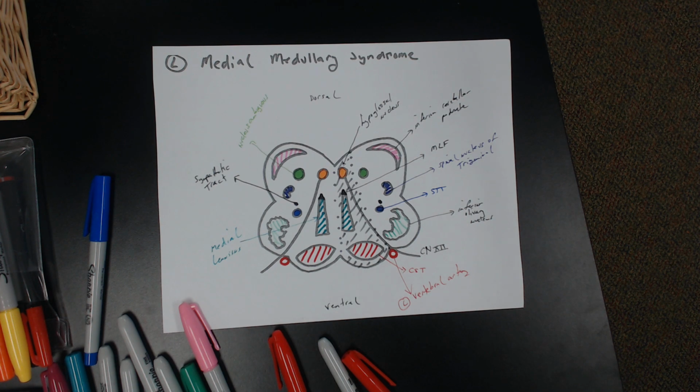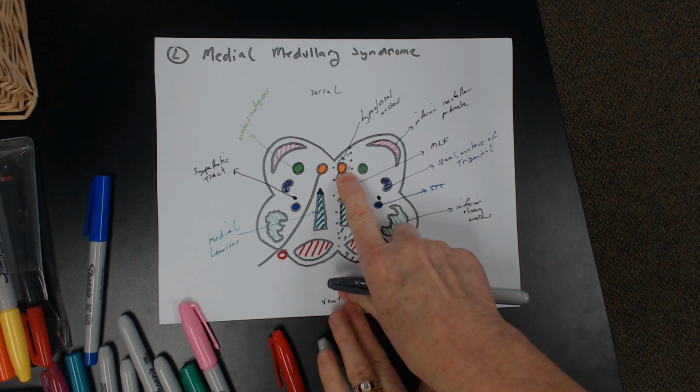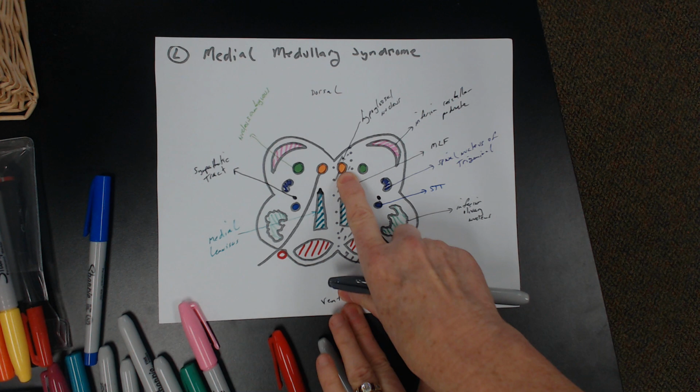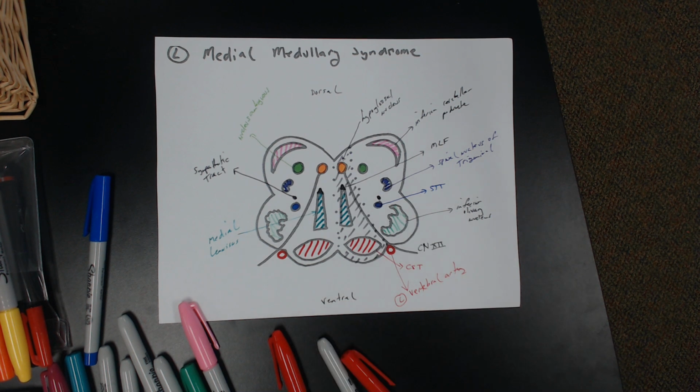Tell me, if this structure right here is gone, how is the patient going to present? This thing right here, if this is gone, it's not working. Yeah, the tongue's going to deviate to the side of the lesion, right? So tongue deviation to the left.